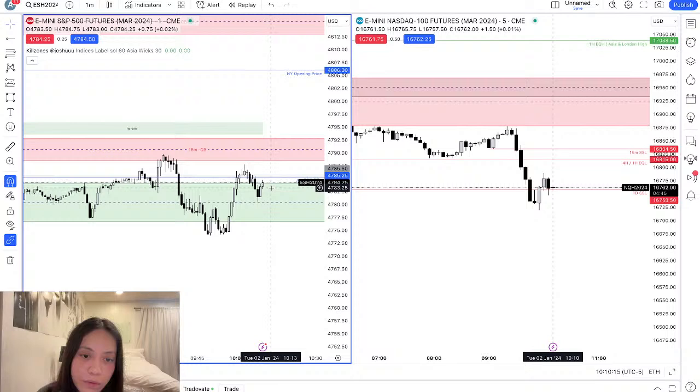But I am just waiting for the larger time frame, just because NQ is sort of looking more bearish.